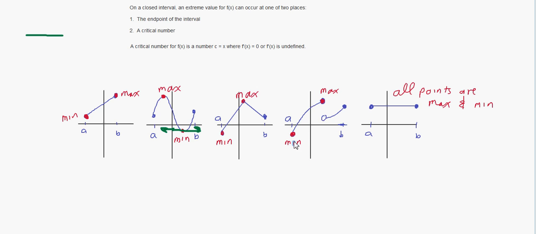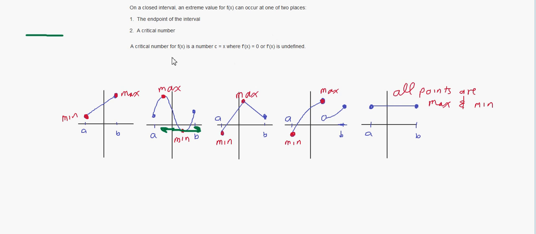Over here, we have a minimum at the endpoint here, the lowest point. And then the highest point on the interval from A to B is the point here where it's discontinuous. And again, if a function is discontinuous, then the derivative is not defined. So that is a critical point. And over here, we've solved this already. If it's a horizontal line, all the points are maximums and minimums because none are above the others and none are below the others. They're all the same y value.